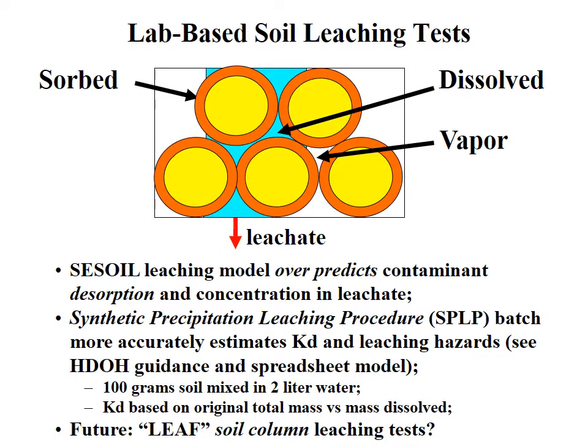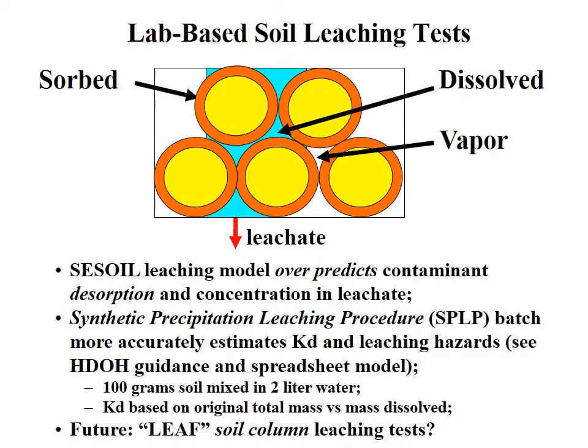Now even this model isn't that great. It doesn't exactly mimic what's happening in the field. So in the future we're probably going to move toward the LEAF. I forget what this acronym stands for, but it's a leaching-type laboratory model based on soil column tests. So you take your soil as undisturbed as possible, put it in a column, and then you trickle water through it. Again, probably the same type of solution as used in the SPLP test. And look at what actually leaches out of the soil and calculate sorption coefficients and such. It's already out there, but we haven't incorporated it into our guidance yet. It's mostly used for pesticides.